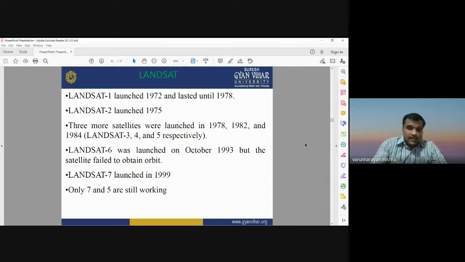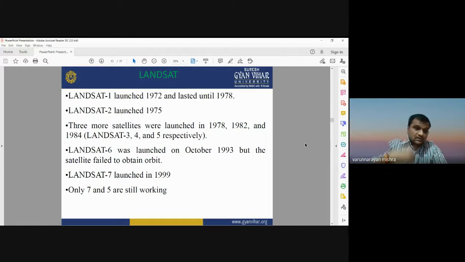Like SPOT, Landsat also has a series of satellites. The first satellite of this series was launched in 1972. Then the second satellite, Landsat 2, was launched in 1975, and later three more satellites of the series, Landsat 3, Landsat 4, and Landsat 5, were launched in 1978, 1982, and 1984 respectively. Then the sixth satellite, Landsat 6, was launched in October 1993. And in 1999, the seventh satellite of the series, Landsat 7, was launched.